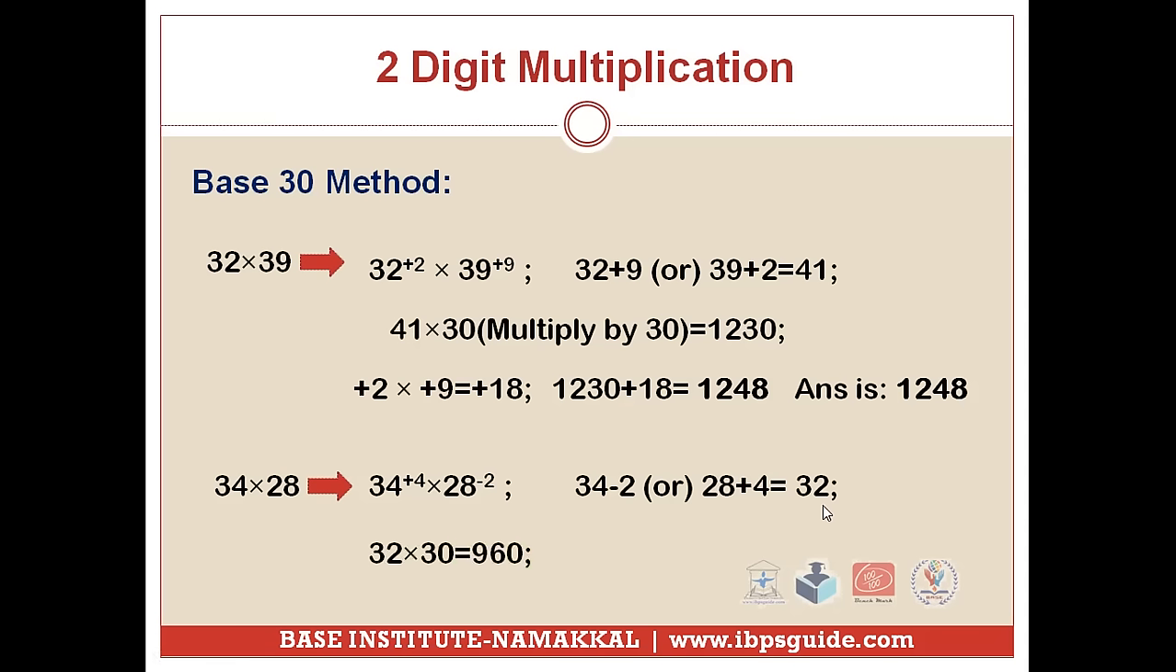Then we multiply the superscript values, plus 4 and minus 2, and we get minus 8. And then finally we subtract 8 from 960, and we get the answer 952.